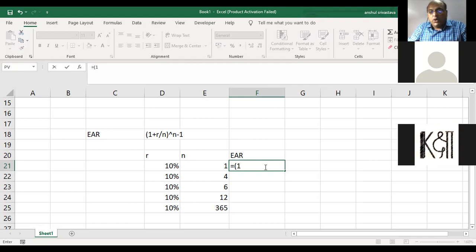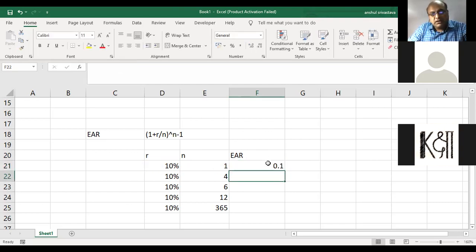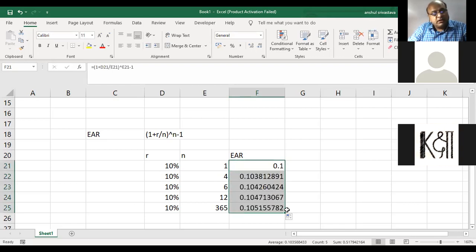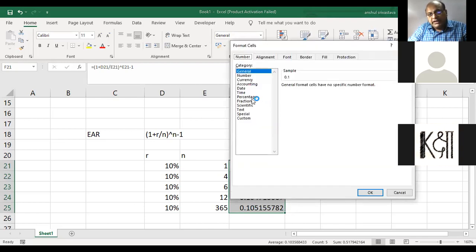Carefully. 1 plus r, I am giving cell references, by n, n is 1, bracket close, to the power, shift and 6, n, minus 1. And let me do a little formatting. Let me make it percentage with 2 decimals.